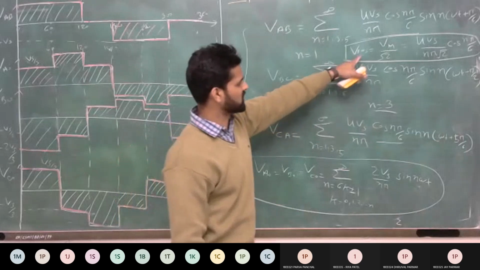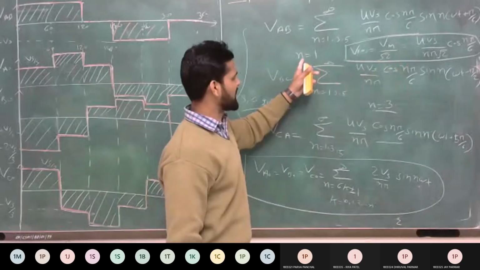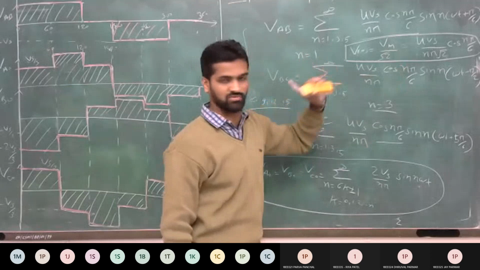Please write down the RMS of nth harmonic. Suppose if you ask the RMS of fundamental, then put n is equal to 1.